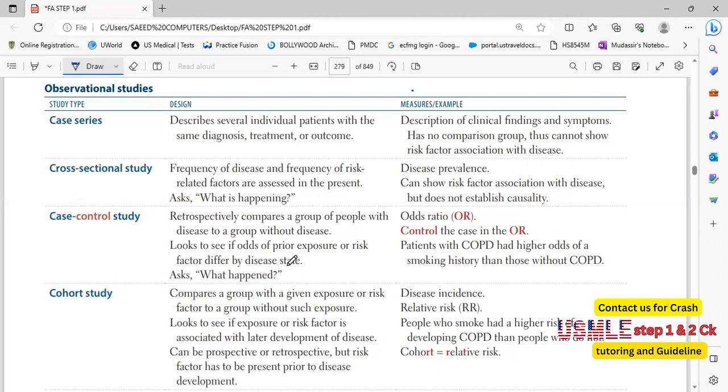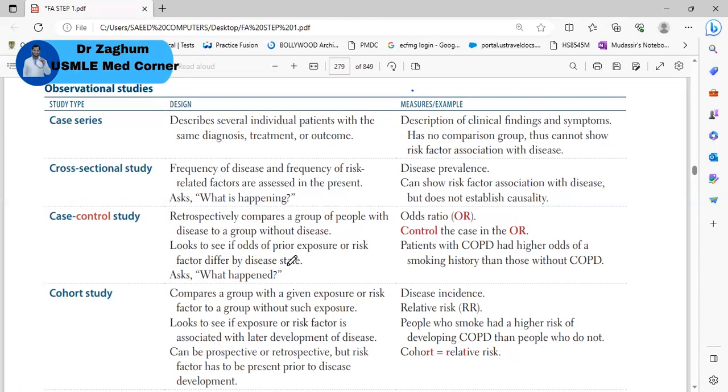Okay, so that is a cross-sectional study. Frequency of disease and frequency of risk-related factors are assessed in the present. Ask what's happening. The most important point is that a cross-sectional study will tell you about disease prevalence. For example, in New York in 2020, 50% of the population smoked and 25% of the population had lung cancer.